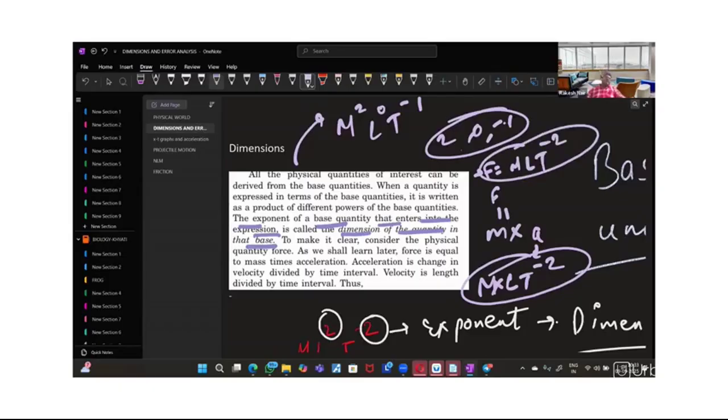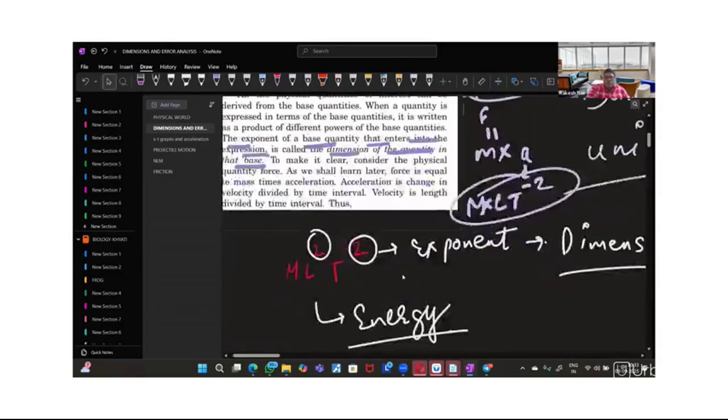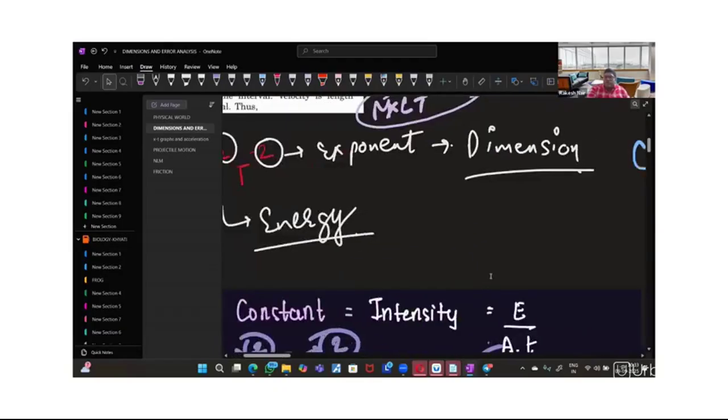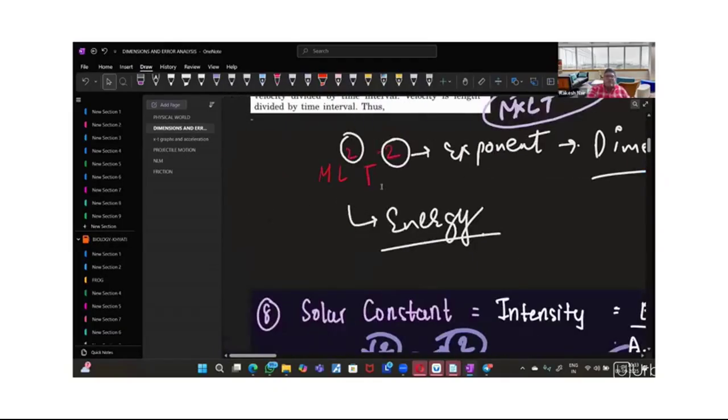Likewise, we will be deducing all the important physical quantities and their dimensional formulas in my upcoming sessions. Just likewise, M L^2 T^-2 is the dimension of energy.